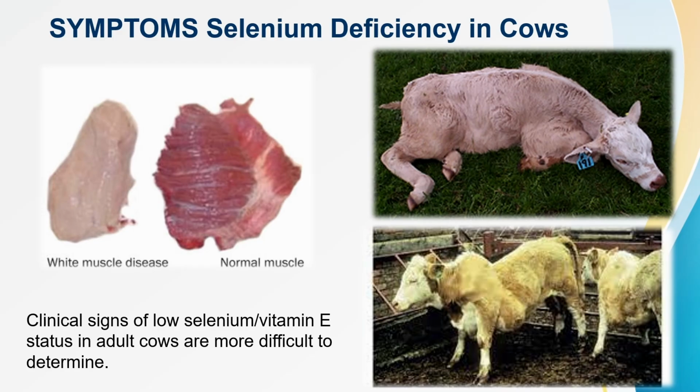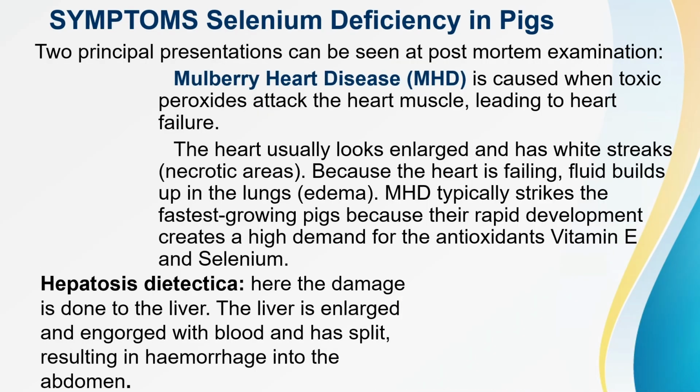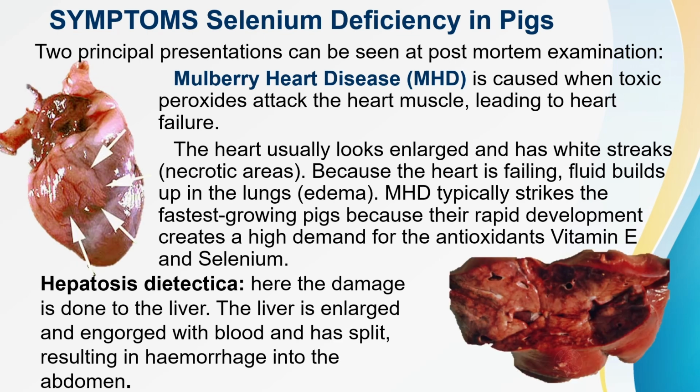In pigs, symptoms of selenium deficiency may differ from those in ruminants. Two principal presentations can be seen at post-mortem examination. Mulberry heart disease, MHD, is caused when toxic peroxides attack the heart muscle, leading to heart failure. The heart usually looks enlarged and has white streaks, necrotic areas. Because the heart is failing, fluid builds up in the lungs, edema. MHD typically strikes the fastest-growing pigs because their rapid development creates a high demand for the antioxidants vitamin E and selenium. Hepatosis dietetica: here the damage is done to the liver. The liver is enlarged and engorged with blood and has split, resulting in hemorrhage into the abdomen.